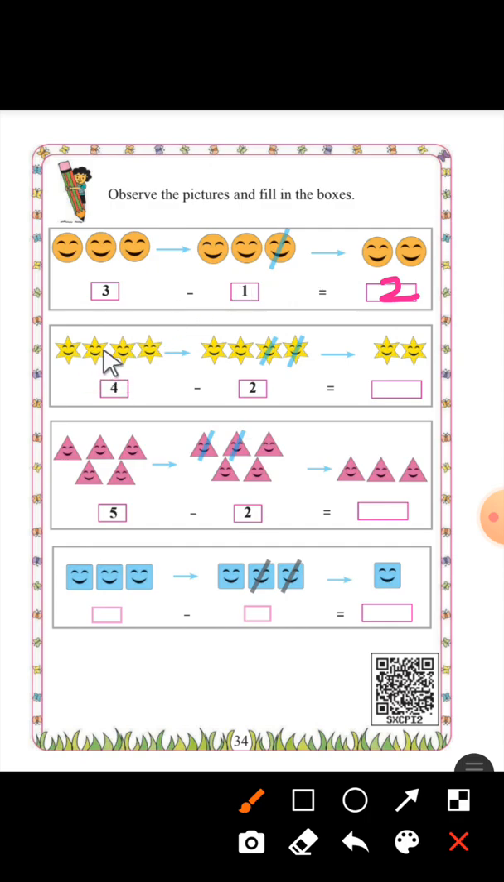Here 1, 2, 3, 4 stars are there. From these 4 stars we will cancel 2. 1, 2. 4 minus 2 is equal to how many remain? 1, 2. Here 5 triangles are there. 1, 2, 3, 4, 5. From these 5 triangles we cancel 2. 1, 2. How many remain? 1, 2, 3.